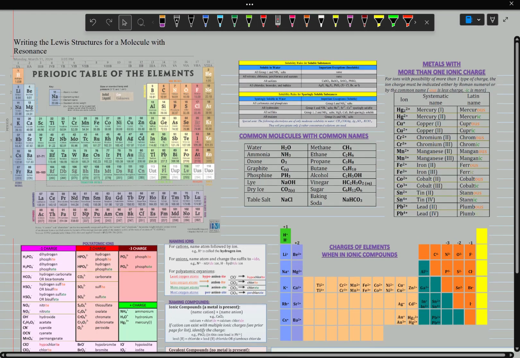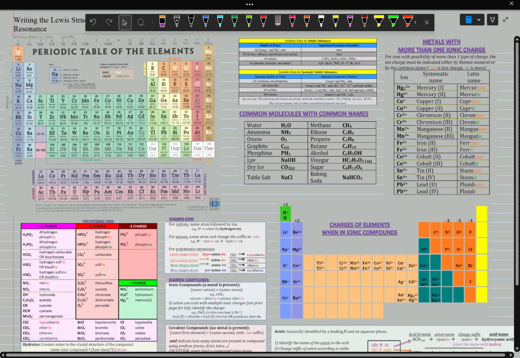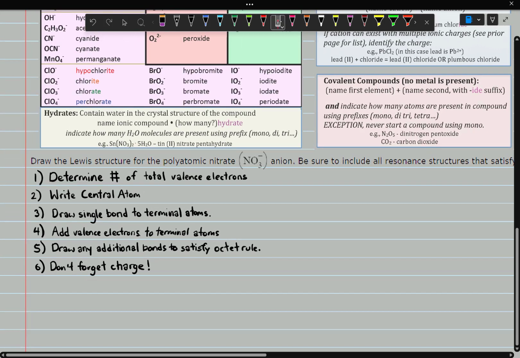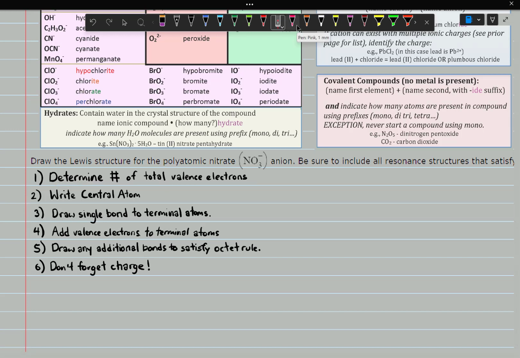In this one we're going to be writing the Lewis structures for a molecule with resonance. So there's a few different simple steps to follow for this one. First step is determine the total amount of valence electrons in the substance you're dealing with, and then we want to write the central atom, which is the atom in the middle connected to all the terminal atoms. Then we draw a single bond to the terminal atoms, add valence electrons, and add any additional bonds in order to satisfy the octet rule.